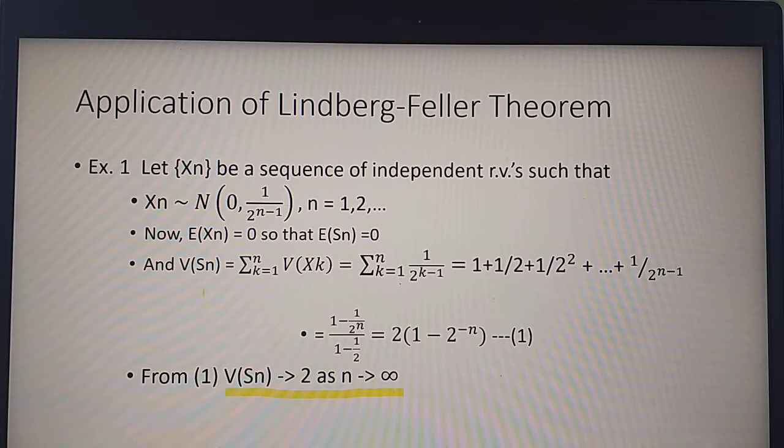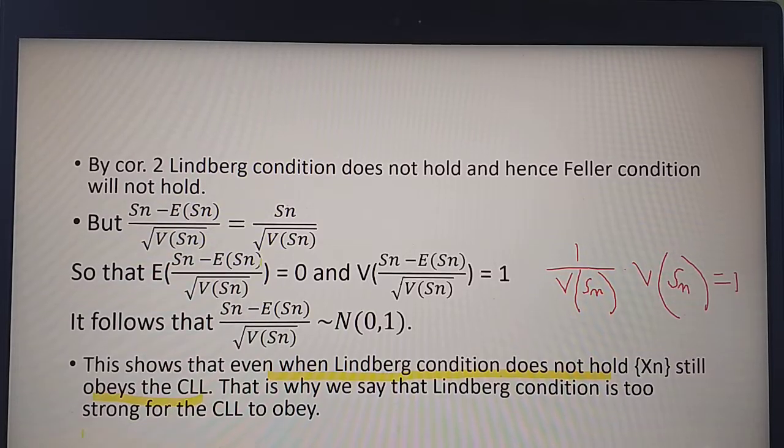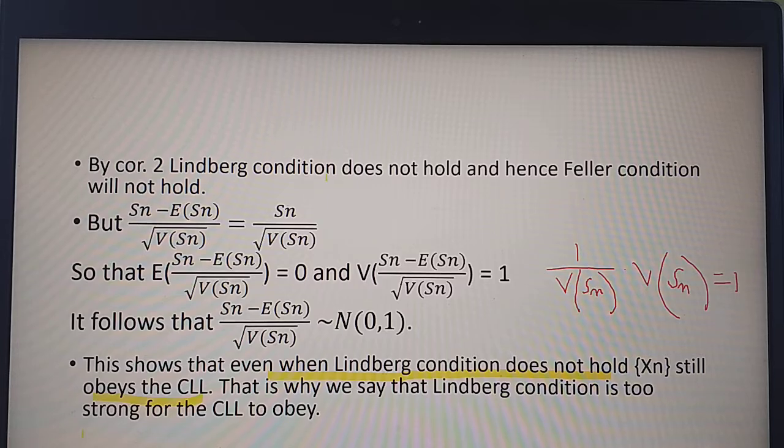Now you take the limit on both sides, so that the limit of the variance of Sn is equal to 2. That means, from equation number 1, variance of Sn tends to 2 as n tends to infinity. This means that we do not get variance of Sn tending to infinity. Therefore, from corollary 2 of the theorem, the Lindeberg condition does not hold, and this in turn implies that the Feller condition will not hold. So both the Lindeberg condition and the Feller condition will not hold in this example.